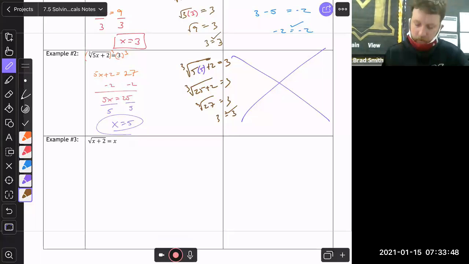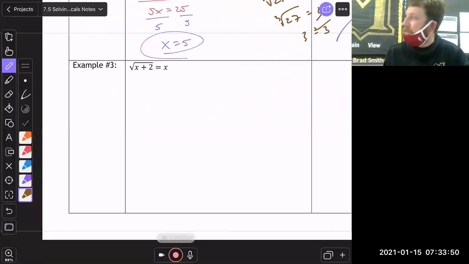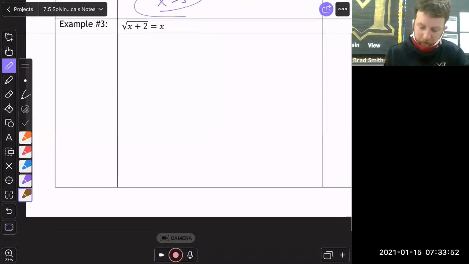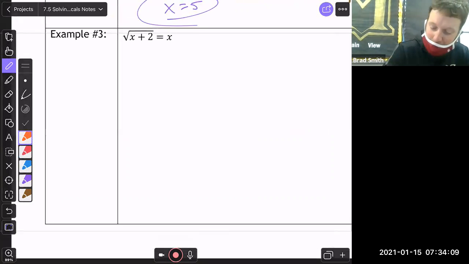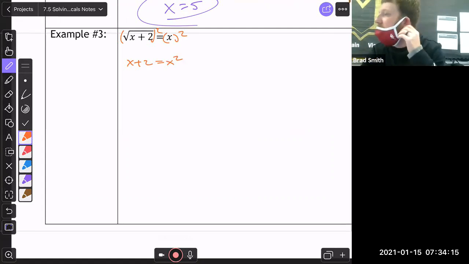Next one's extraneous. Okay. I'll explain extraneous further here. So here I have the square root of x plus 2 is equal to x. So is the radical already isolated? Yeah, it's by itself. On the left side, all I have is the square root. So what I can do here is square both sides. So I got x plus 2 equals x squared.